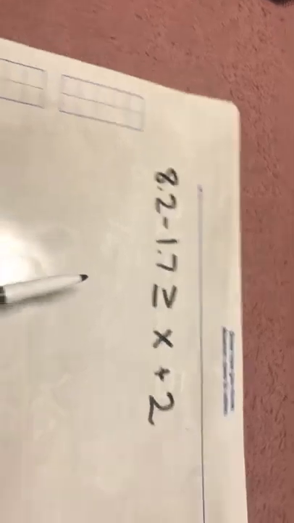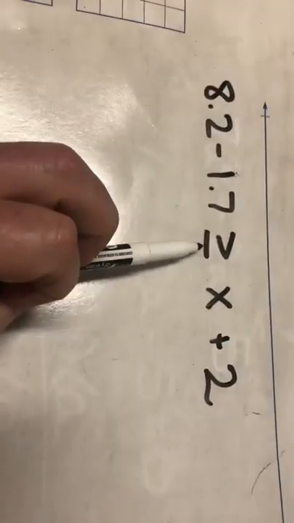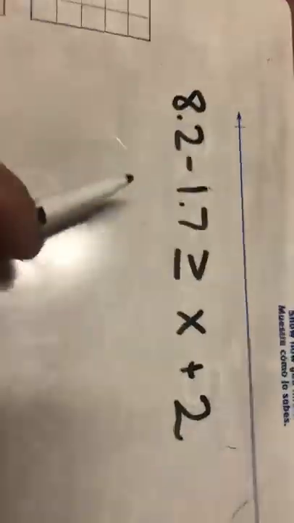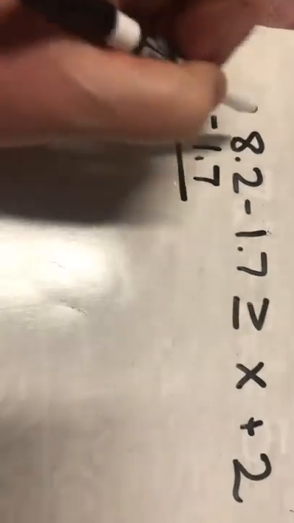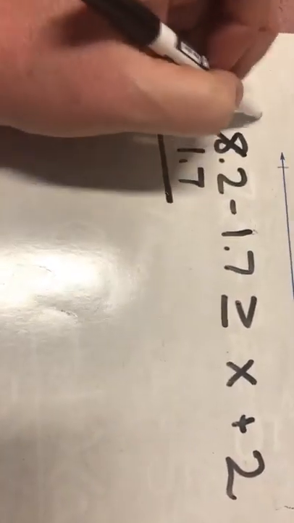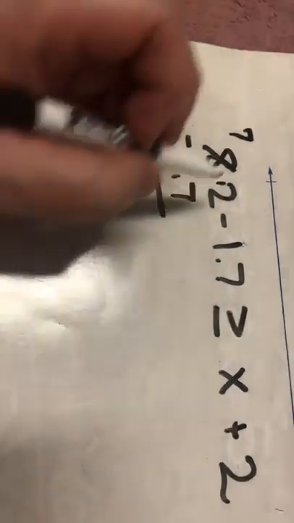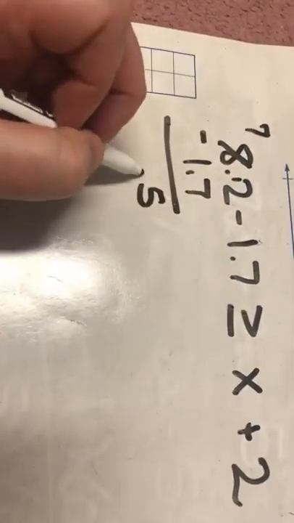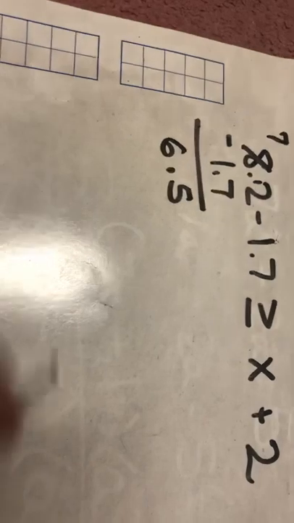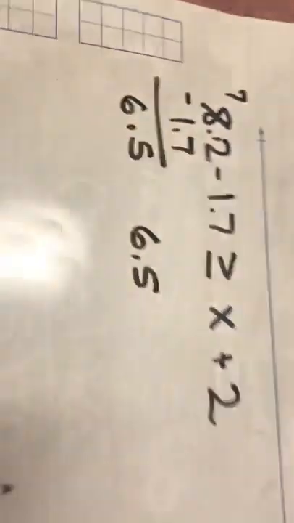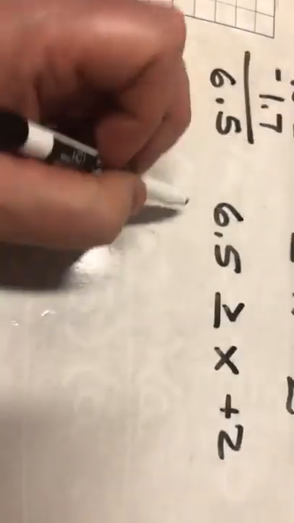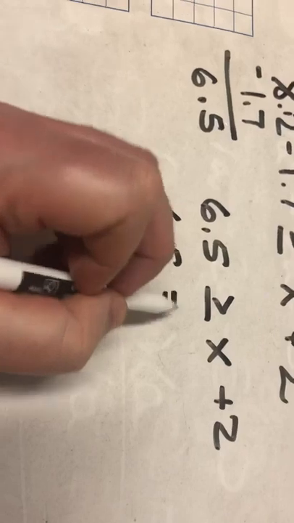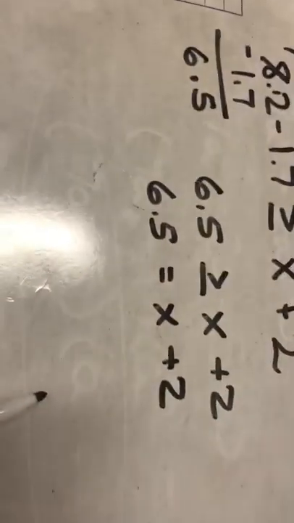8.2 minus 1.7 is greater than or equal to x plus 2. Well, first of all, I should actually just figure out what 8.2 minus 1.7 is in combining like terms. Can't do 2 minus 7, borrow from the 8, make it a 7, make the 2 a 12. 12 minus 7 is 5, drop the decimal straight down, 7 minus 1 is 6. So I end up with 6.5 is greater than or equal to x plus 2, which means now I make an equation. 6.5 is equal to x plus 2.